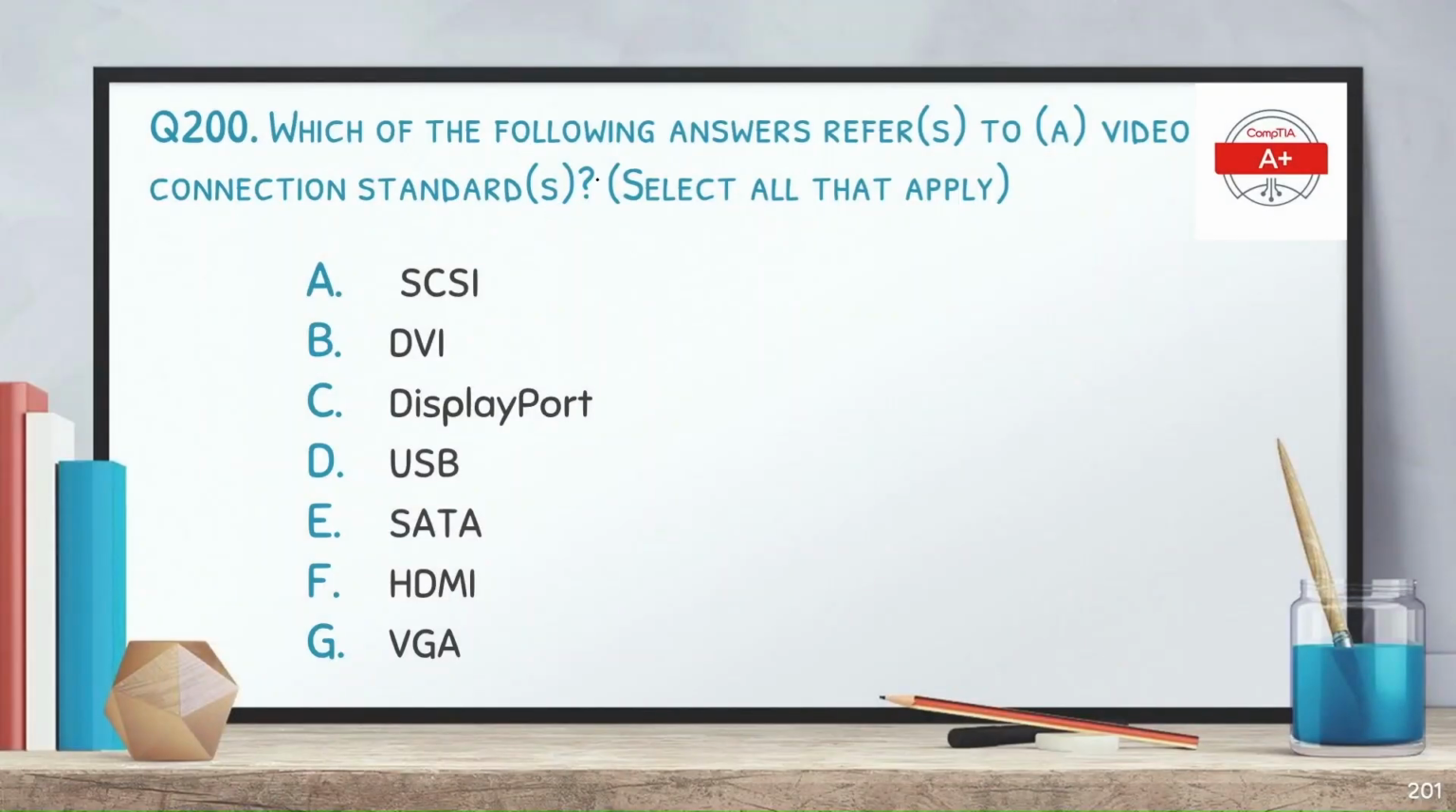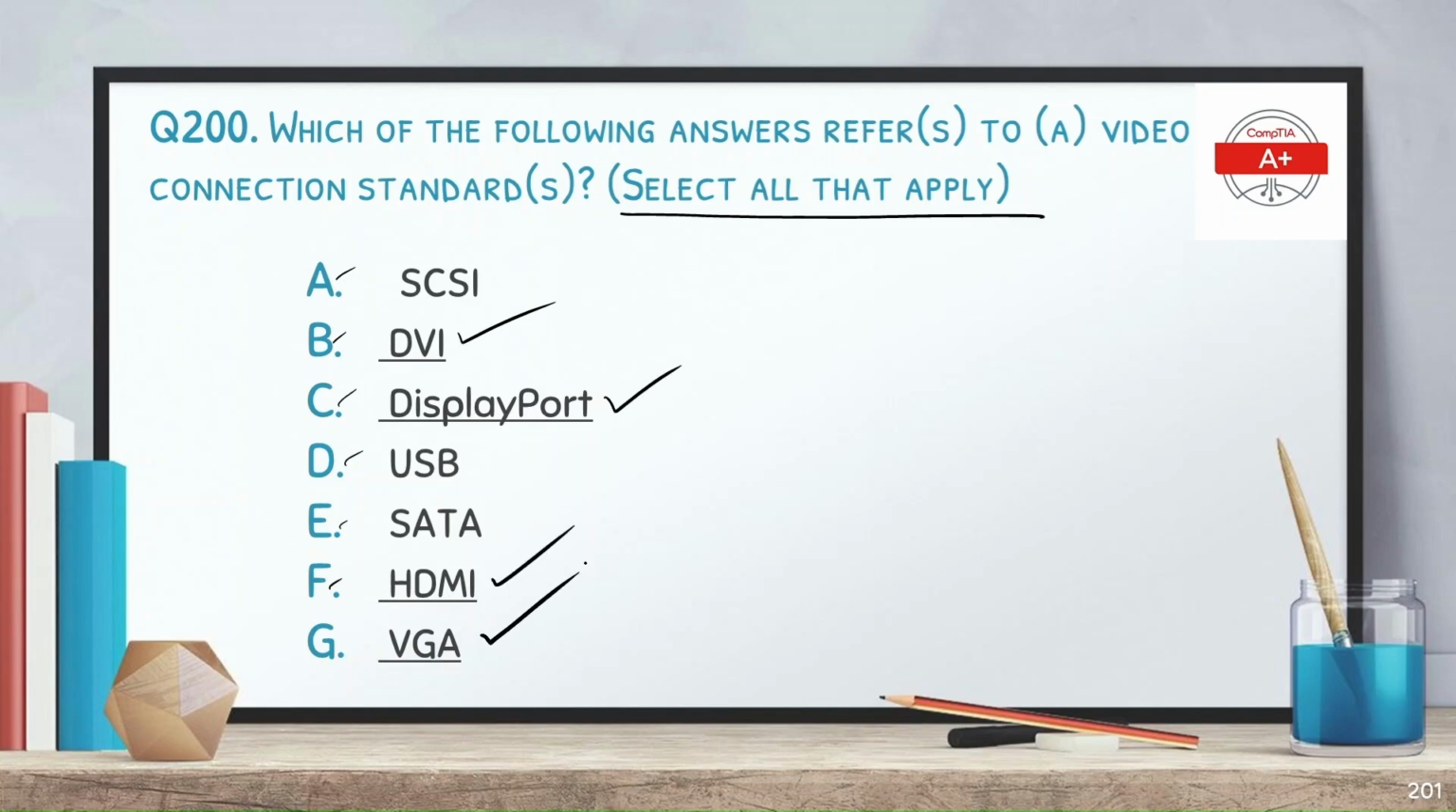Question number 200 is, which of the following answers refer to a video connection standard, and we have to select all the correct options. The options are A SCSI, B DVI, C DisplayPort, D USB, E SATA, F HDMI, and G VGA. The correct options are DVI, DisplayPort or DP port, HDMI, and VGA. So these all are video connection standards.